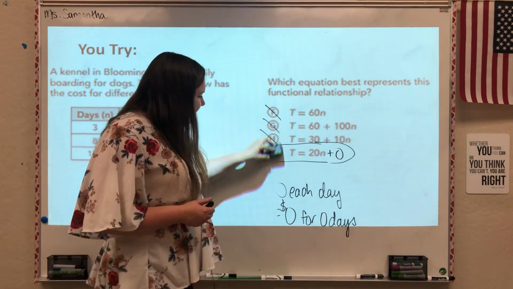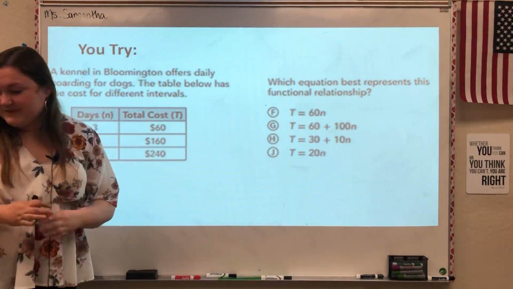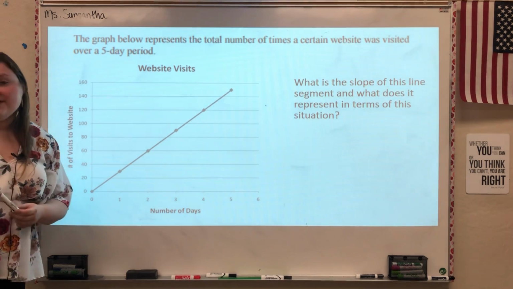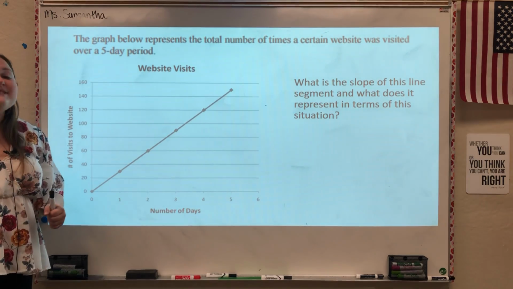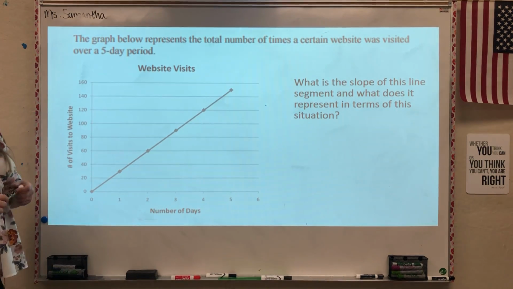The next example we're going to look at, instead of looking at a table, these next ones are going to involve graphs. So here, if I'm reading the directions, it says the graph below represents the total number of times a certain website was visited over a 5-day period. Again, just looking at this graph here, what observations can you make? Nothing is too silly to say. Feel free to tell me lots of different things you notice about this graph. Go ahead and try that now.